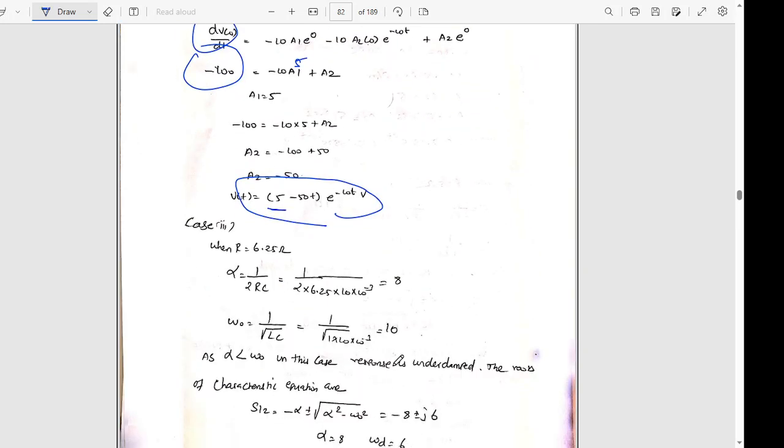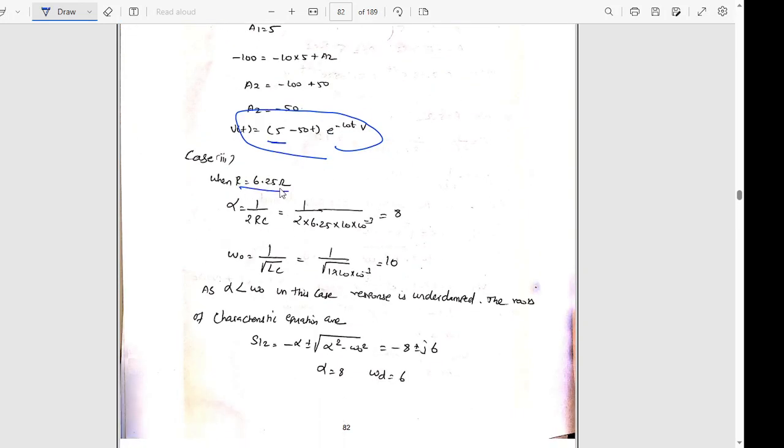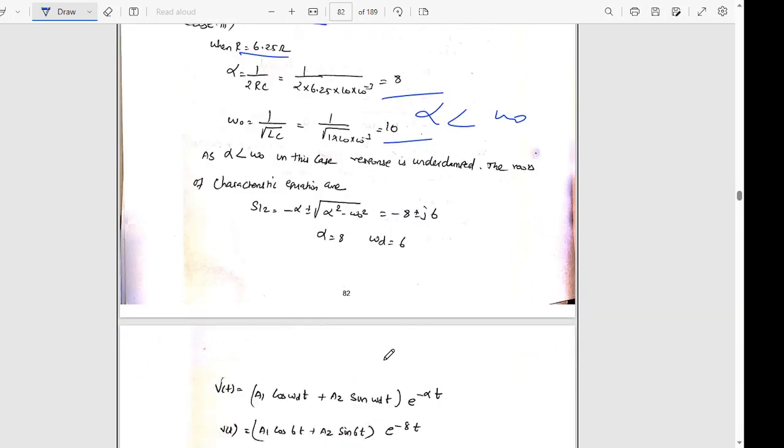So the last case, r equals 6.25. So find out alpha, 1 by 2RC, we got 8. Omega naught, 1 by root LC, we got 10. So in this case alpha is less than omega naught, which is underdamped. In the underdamped case my roots will be complex, and I will be using this equation: v of t equals a1 cos omega dt plus a2 sin omega dt. What is omega d? The roots are alpha plus or minus j omega d, so it will be in this form. Alpha is equal to 8 and omega d is equal to 6.